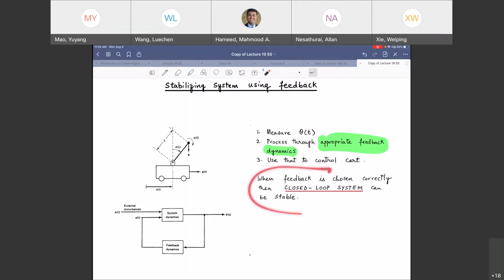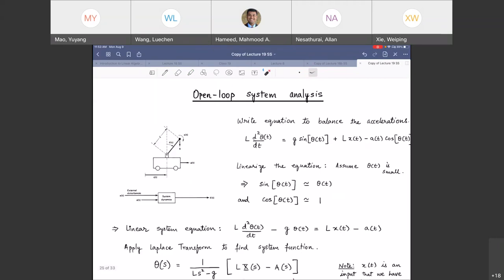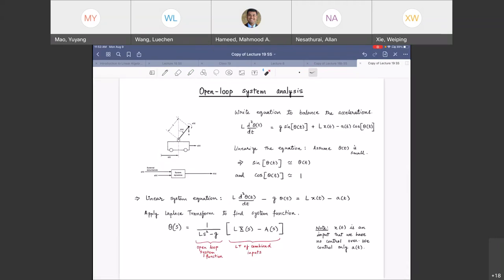Now, when the feedback system is chosen correctly, the closed loop system is going to be stable, which means that the poles are going to be in the left half plane. Question is, what g of s should I use? Now, in order to do this, first we'll start with open system analysis and then we'll put in the feedback. So first case is, how would this inverted pendulum behave when you don't have any feedback?